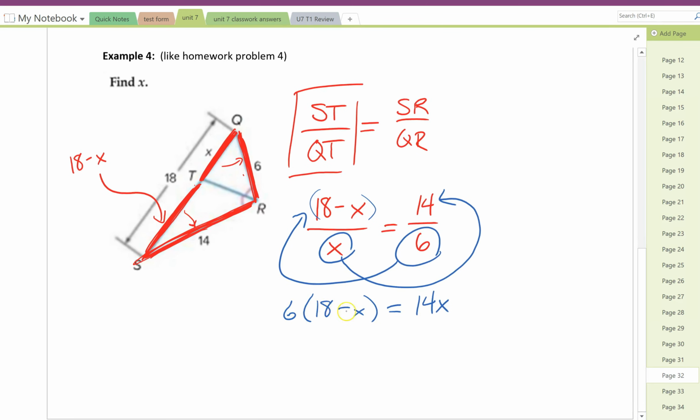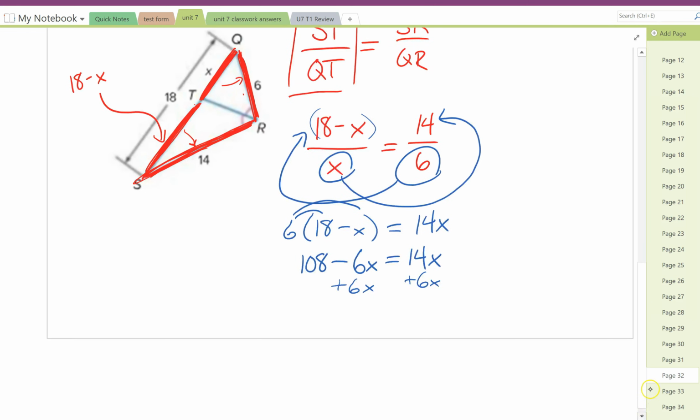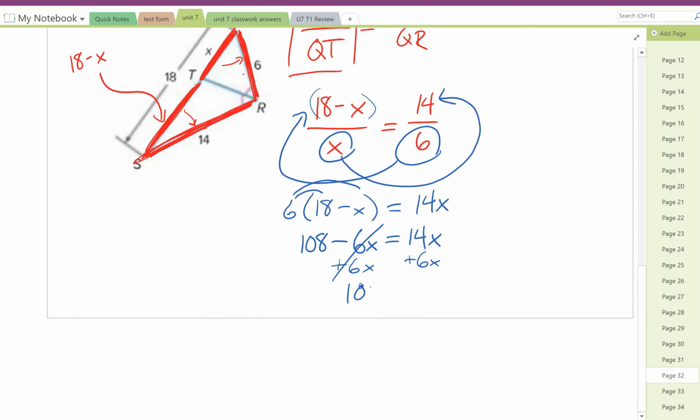What do I have to do when I have a number outside of some stuff inside of the parentheses? I have to distribute. So I'm going to have 6 times 18, which, if my math is right, is 108, minus 6 times X, or plus 6 times negative X. Either way, it's negative 6X, still equal to 14X. Now I just solve the equation. I'm going to add 6X to both sides. Those go away. I have 108 equal to 14X plus 6X, which is 20X. Divide both sides by 20, and X is going to be 5.4.